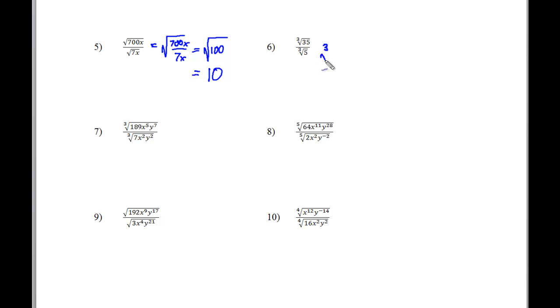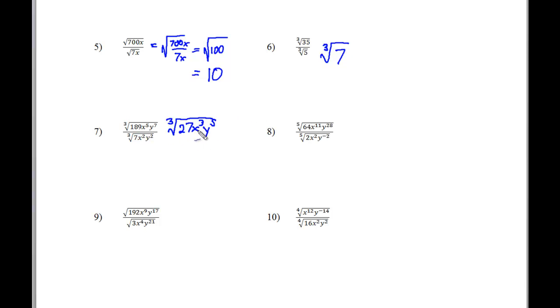Now this here is the cubic root of 35 divided by 5, which I can do in my head is 7. Well, nothing to do there. Now here I'm going to put these together and divide the two of them. So this is going to be 189 divided by 7. Doing a little calculator work here, that's going to be 27. And remembering my rules of exponential simplification, x to the 5th divided by x squared is x cubed. And y to the 7th divided by y squared is y to the 5th.